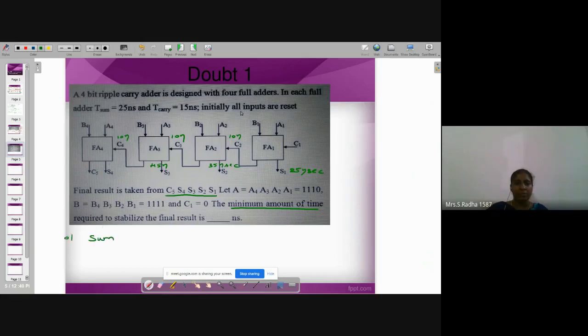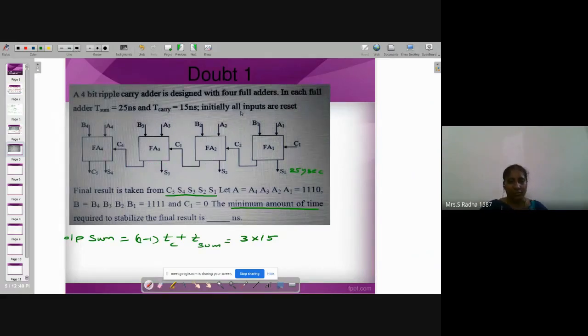Output sum can be obtained with n minus 1 times the carry time plus the sum time. So 4 minus 1 is 3, 3 into the carry time of 15. I had applied 10, that's why 70 was not coming. I also got 70 in my calculation, but here I had written 10, so 70 didn't come.